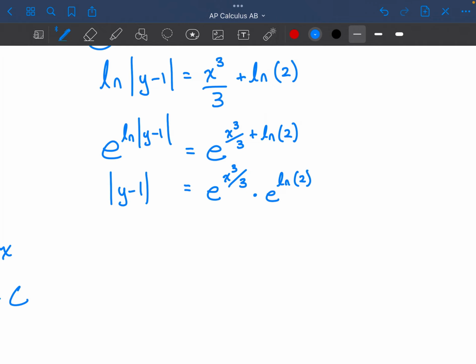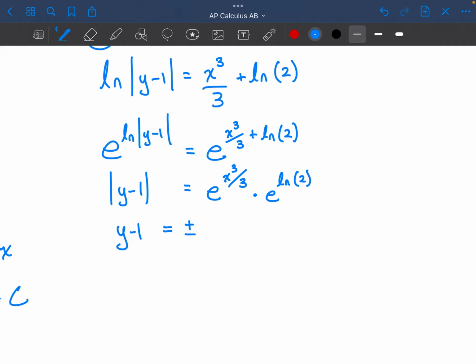All right, so now is the time where I'm going to do 2 things. The first thing I'm going to do is these 2 cancel each other out, leaving me with just a 2, which is in the denominator. And the other thing I'm going to do is drop the absolute value symbols. These 2 are going to be gone, and I'm going to add a plus or minus on the right-hand side. Here we go. So when I drop those absolute value symbols, y minus 1 is on the left-hand side. On the right-hand side, I do have the plus or minus.